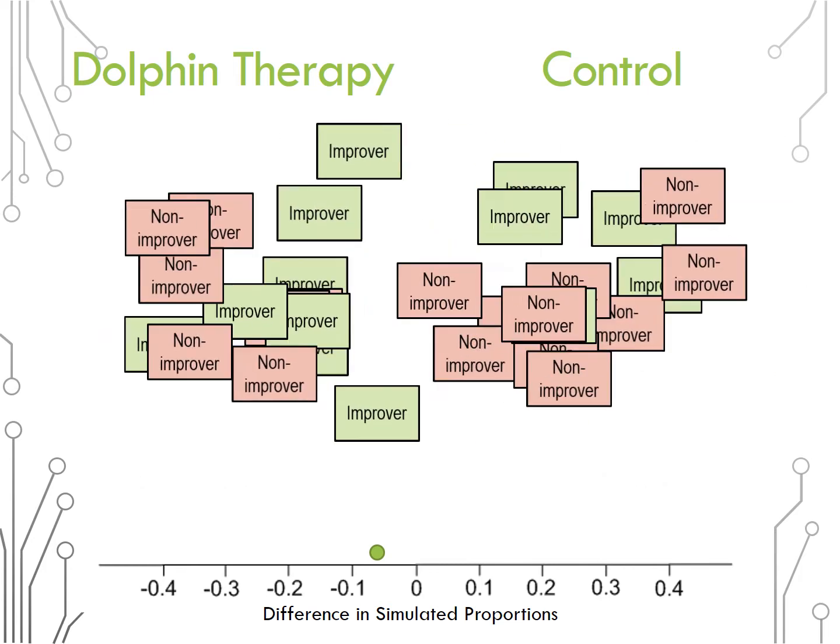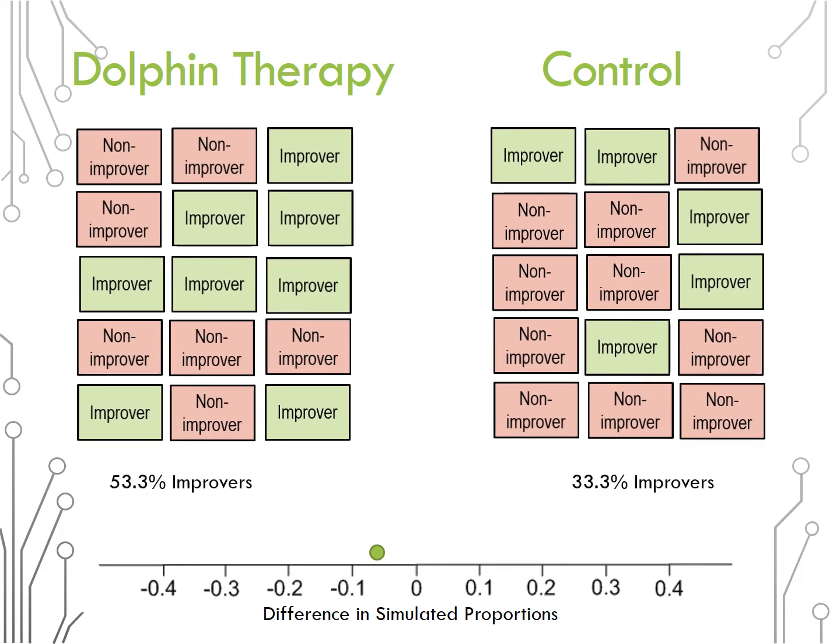We can then do this again and get a new conditional proportion of improvers in each group, find the difference, and plot that number on my null distribution.